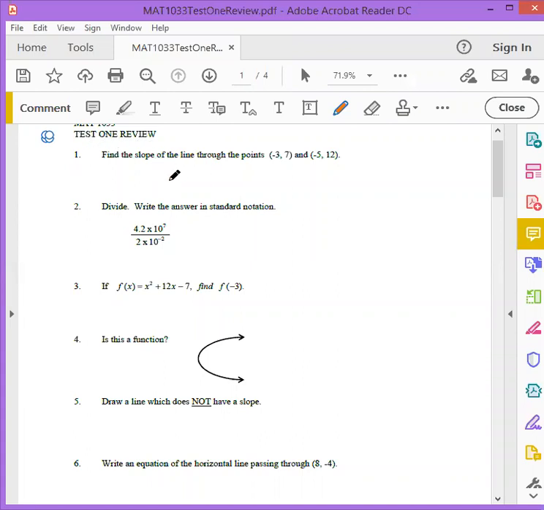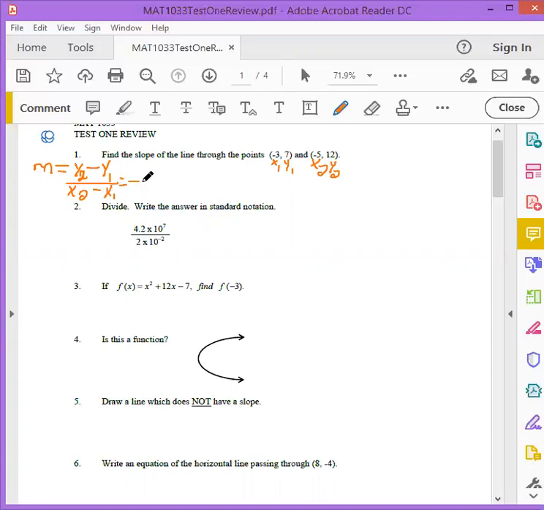Starting with the first problem, we want to find the slope of a line that passes through these points. You want to take each point and label your x and y coordinates. So our first point we're labeling as x sub 1, y sub 1, and our second point we're labeling as x sub 2, y sub 2. Now we'll take those values and substitute them into the slope formula. So y sub 2 minus y sub 1 in the numerator divided by x sub 2 minus x sub 1 in the denominator.